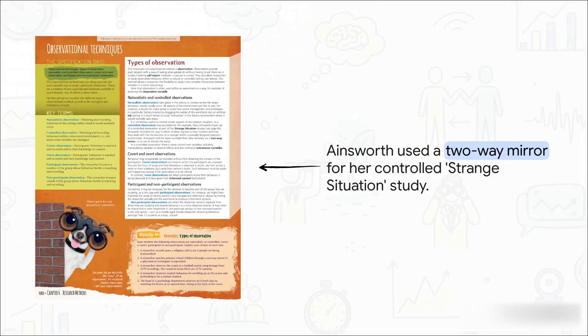And a perfect example of a controlled observation is one you'll definitely know from the attachment topic, Mary Ainsworth's strange situation. It all happened in a lab playroom. The researchers could control exactly when the mother and a stranger entered or left the room, all while they watched the baby's reactions through a two-way mirror. It gave them tons of control, but you have to ask, how natural is that for a little kid?